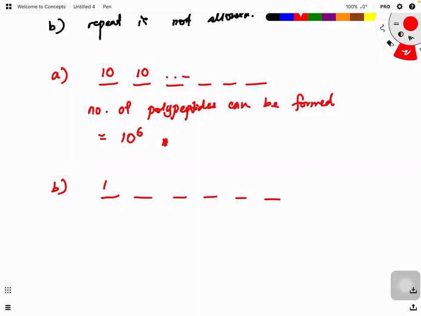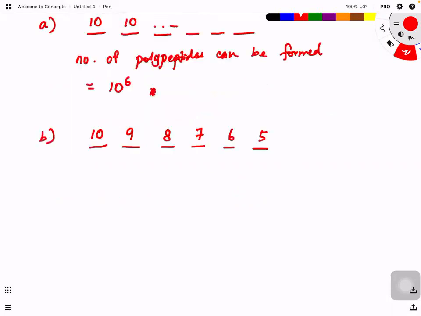First time I will have 10 choices, but when I use the first one already, I have 9, 8. Each time I have fewer and fewer choices, correct or not? In this case, as you learn in permutations in mathematics, the number of polypeptides that can be formed will equal 10P6: from the 10 choices, you choose 6 to arrange.